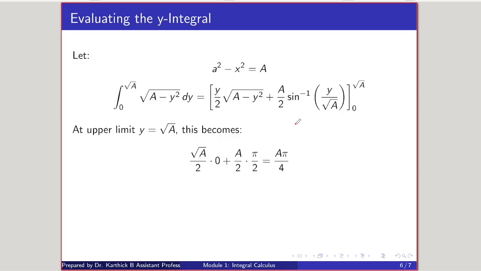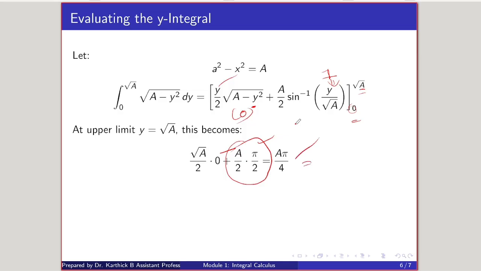So the same thing, what we will do next, I am substituting the limits. In the place of y, I am substituting the upper limit, the square root of a square minus x square, and I will get the value of sine inverse of 1. Sine inverse of 1 will be 90 degrees, pi by 2. Then if I substitute 0, this term becomes 0. And sine inverse of 0 will be 0. So finally, I am getting a square by 2 into pi by 2, so a square pi by 4.